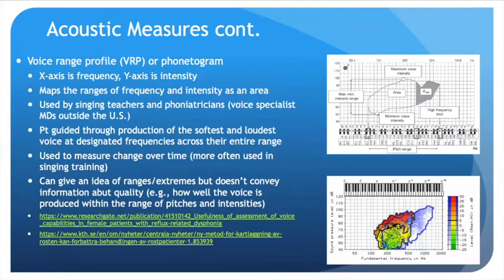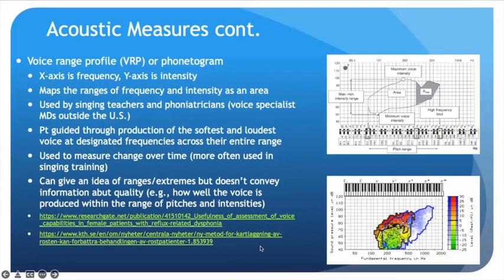There's the voice range profile, also known as the phonetogram, which is a very cool display of frequency and intensity. Along the x-axis, you have pitch range, and along the y-axis, you have intensity. So you're looking at basically the minimum and the maximum frequencies that the patient can produce, and the minimum and maximum intensities that they can produce on those pitches. You're creating an area pattern, charting what intensities they can produce at a variety of different frequencies. And this is more often used by singing teachers than by a speech-language pathologist, although speech-language pathologists can use these.